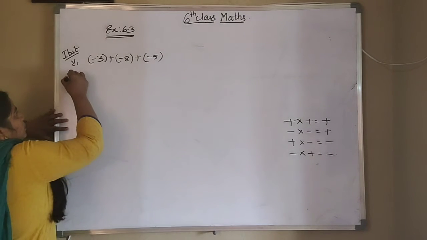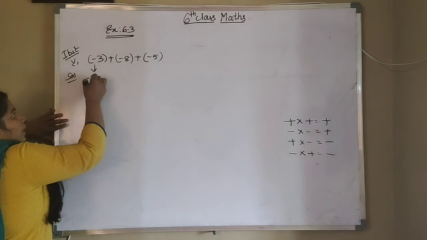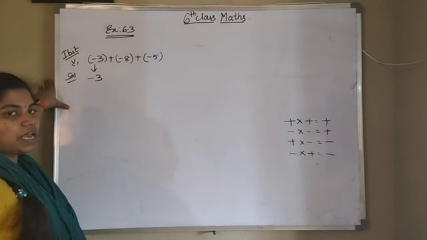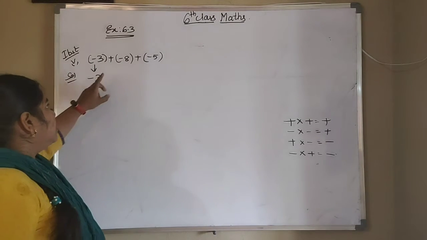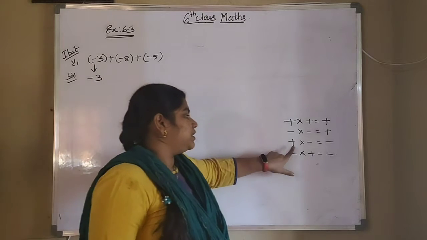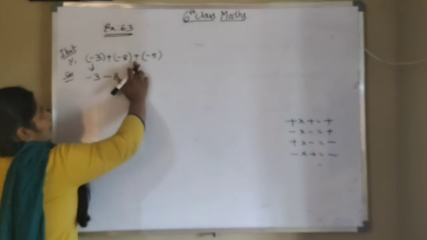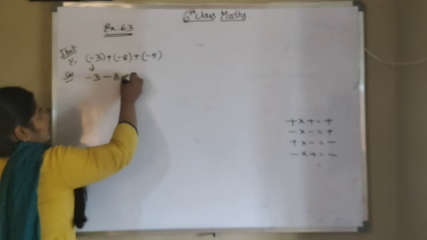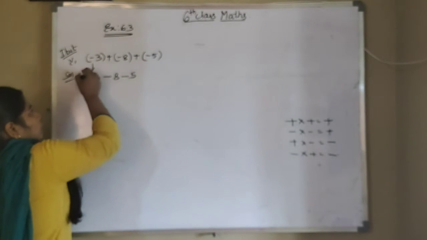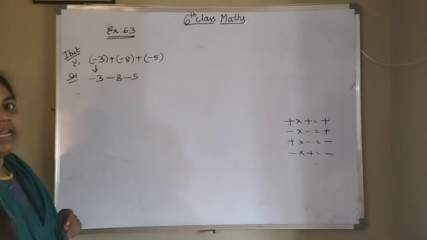So first step is what? The first number you have to write as it is, and convert the double sign into a single sign. So plus into minus, plus into minus is what here? Minus. So I am writing -8. Again plus into minus, -5. Now this value we have to represent on a number line.